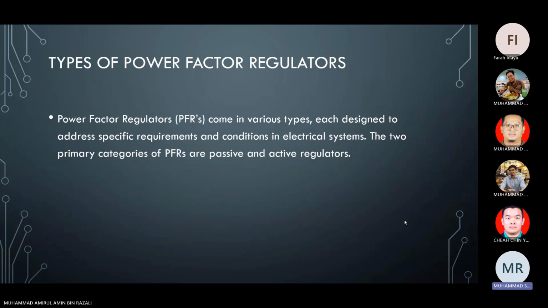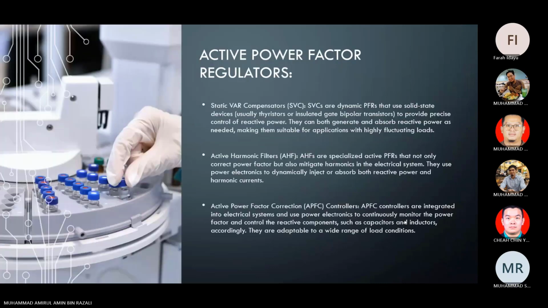So this is the types of power factor regulator. The power factor regulators, PFRs, come in various types, each designed to address specific requirements and conditions in electrical systems. The two primary categories of PFRs are passive and active regulators. Here are the active power factor regulators.